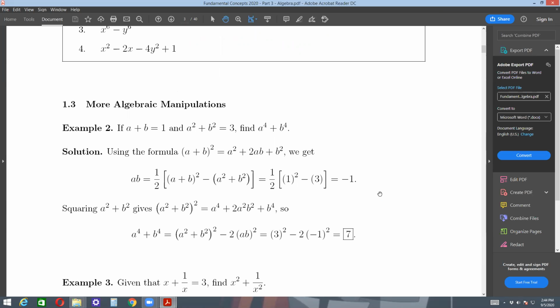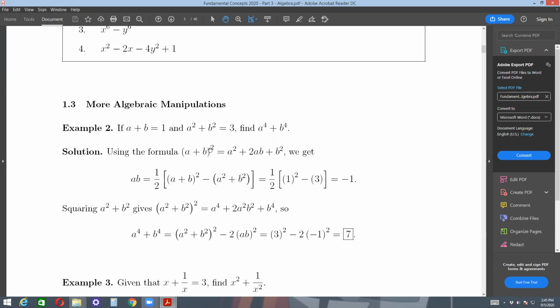Some more manipulations. Knowing how to combine things like this where you have the powers helps you. So for example, if I know a plus b is 1, and I know a squared plus b squared is 3, I need to find a to the power 4 plus b to the power 4. Well, using these two pieces of information, I can figure out what ab has to be, right? Because if I square a plus b, I'll get a squared and b squared plus 2ab. I know what a plus b is, and I know what a squared plus b squared is, so I can figure out what ab is. We get ab has to be minus 1.